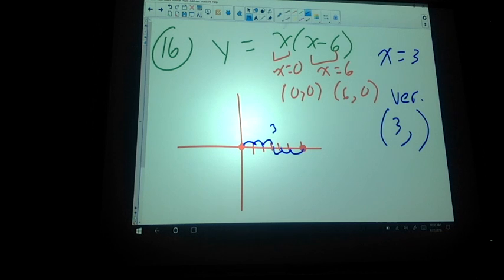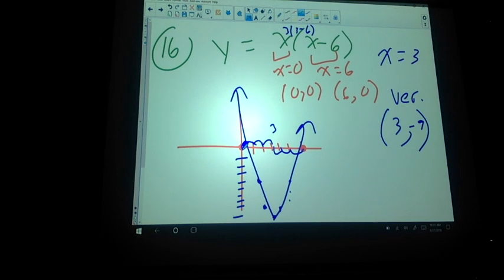So if I plug 3 in here, I get 3, and then 3 minus 6. So 3 minus 6 is -3. 3 times -3 is -9. What did I do? Well, we don't hold that against you. So there's our parabola.